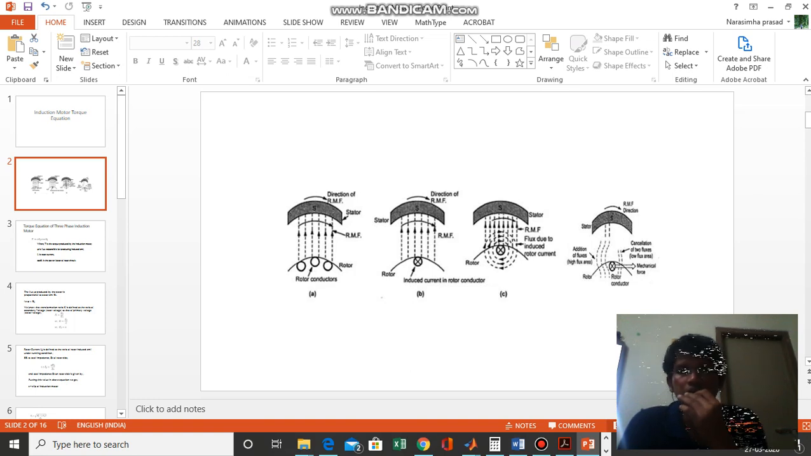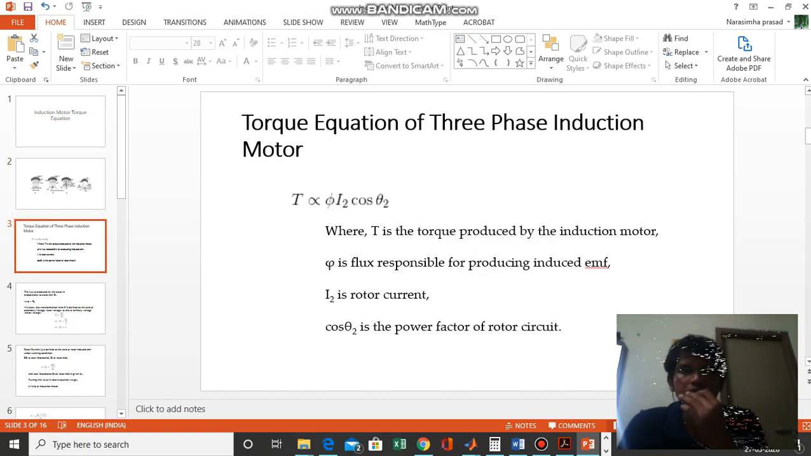Here the cross indicates the current is into the board. If it is a dot, it means it is out of the board. So this is a cross, which indicates the current is passing into the blackboard, meaning away from us. Then this is the equation for torque. Torque is proportional to stator flux, that is the rotating magnetic flux, and rotor current, and the cosine of the angle between these two.